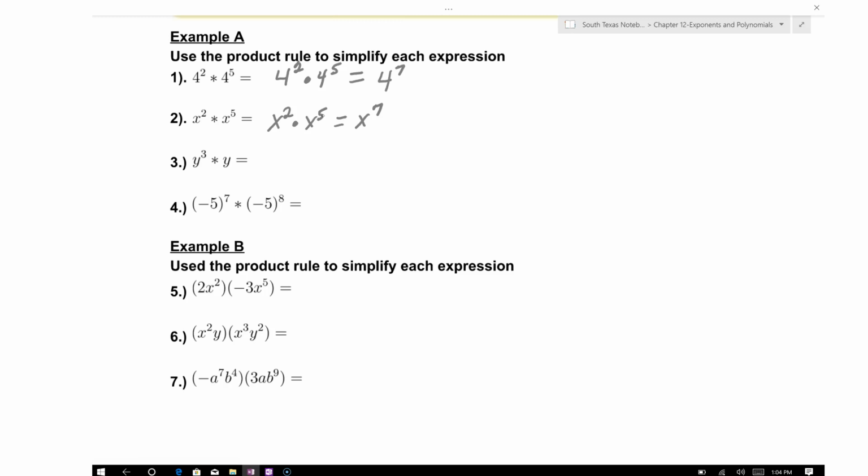The next one, we have y to the 3rd. So we have y to the 3rd times, since we have y by itself, the exponent is going to be 1. So they have the same base, so we add the 3 and the 1, the exponents. So we have y raised to the 4th power.